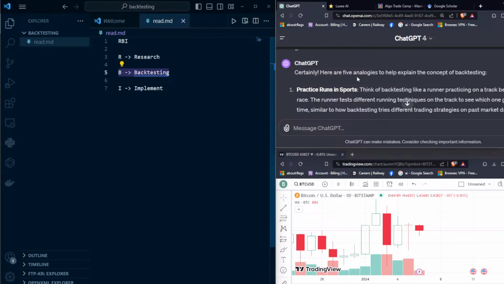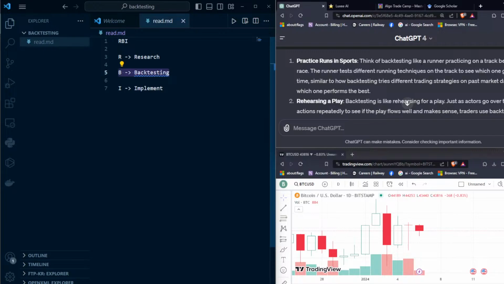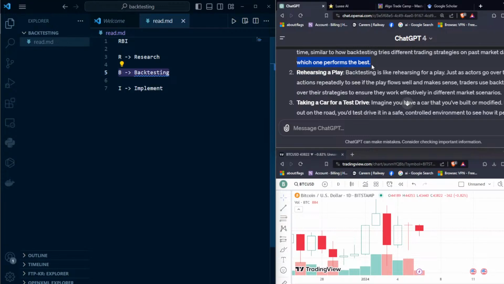Certainly. Here are five analogies to help explain the concept of backtesting. Practice runs in sports. Think of backtesting like a runner practicing on a track before a big race. The runner tests different running techniques on the track to see which one gives the best time. Similar to how backtesting tries different trading strategies on the past to see which one performs the best. This is the first analogy.